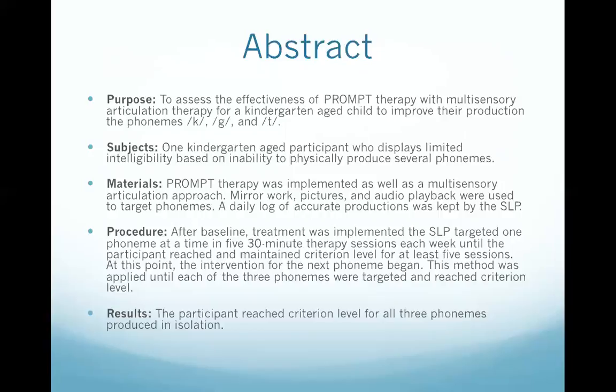The procedure. After baseline, treatment was implemented. The SLP targeted one phoneme at a time in 5 30-minute therapy sessions each week until the participant reached and maintained criterion level for at least 5 sessions. At this point, the intervention for the next phoneme began. This method was applied until each of the 3 phonemes were targeted and reached criterion level. The results were that the participant reached criterion level for all 3 phonemes produced in isolation.